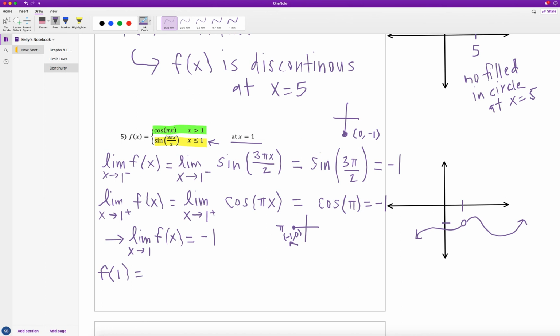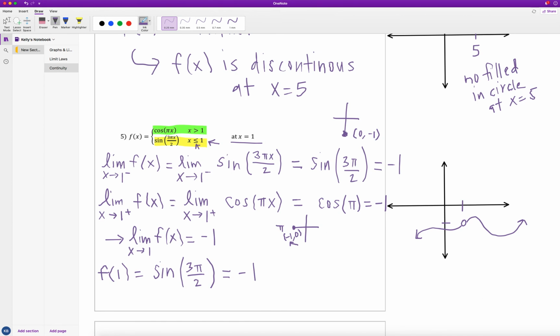So as I go to find f of 1, which function will we be using in this case? At x equals 1, I'm looking for the one that has the equals to bar. So in this case, I'll use the bottom function. Remember, I want to make sure that I'm plugging in the 1 right away for the x, so I don't want to leave the x there. I want to plug in 1. So I'm looking at sine of 3 pi times 1 all over 2. Now we've already computed sine of 3 pi over 2. That is equal to -1.